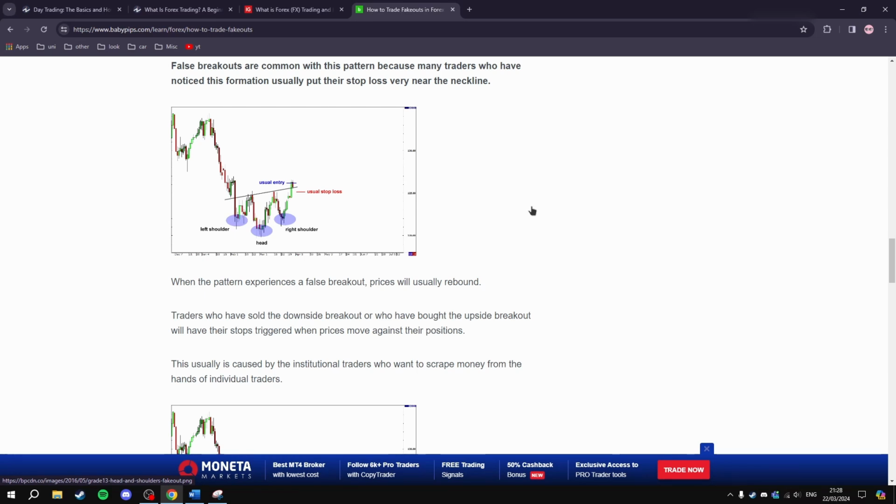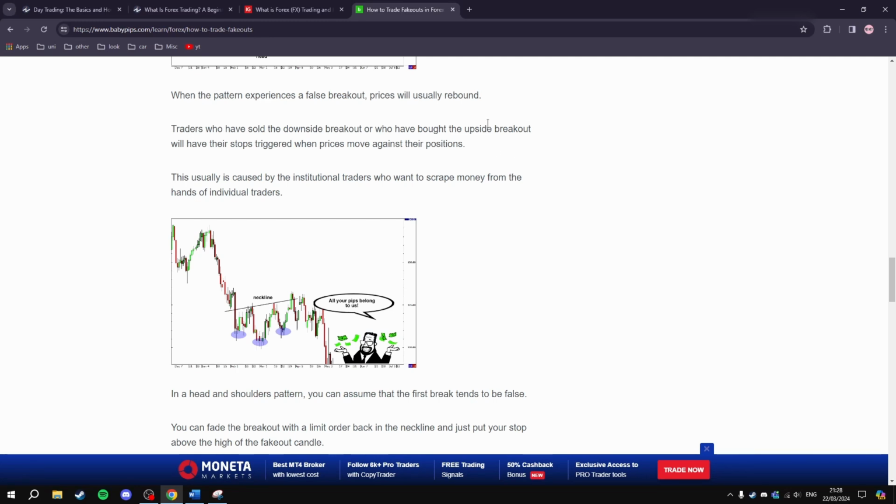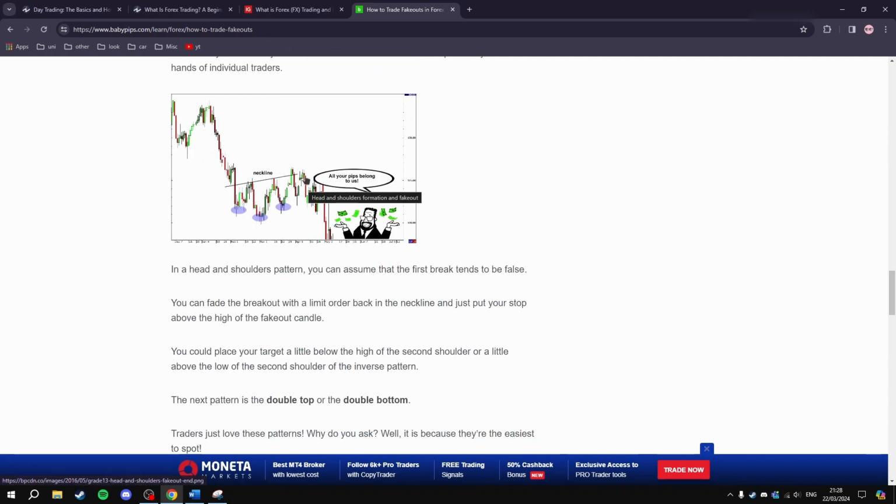When the pattern experiences a false breakout, prices usually rebound. You can fade the breakout with a limit order back in the neckline and just put your stop high above the high of the fake out candle. What does that mean? Put a limit order back in the neckline, and just put your stop above the high of the fake out candle.